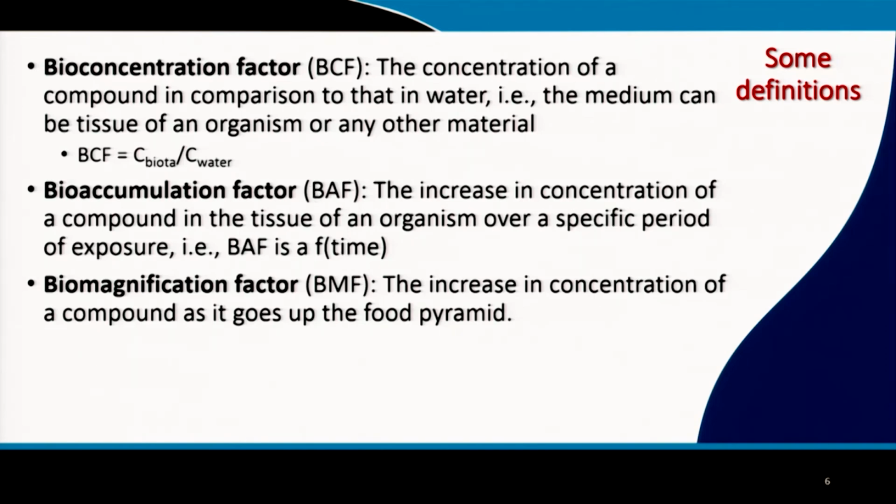And the last one is biomagnification factor. Biomagnification factor tells us about the increase in concentration of any compound as it goes up the food pyramid. So assuming that water is below the lowest trophic level, whatever concentration there is in the water will increase in the tissue of the phytoplankton which are at the bottom of the pyramid, and from the phytoplankton right up to the top of the pyramid you will get increased concentration of the compound in the tissue of the organisms.